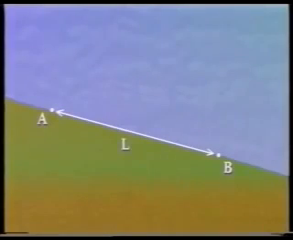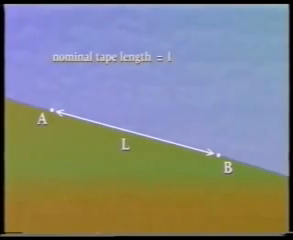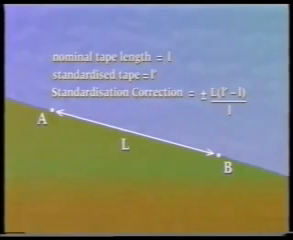For example, a line AB is measured using a tape laid along the ground surface and found to be L meters. If the tape has a nominal length of L and a standardized length of L dashed, then the standardization correction is given by this formula. It can be positive or negative depending on the values of L and L dashed.